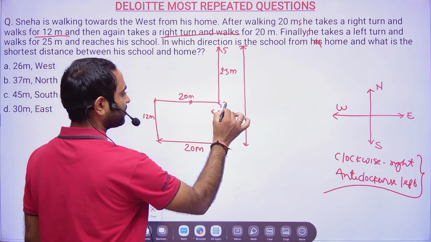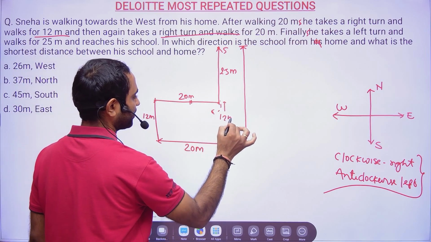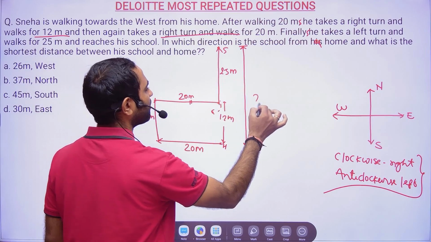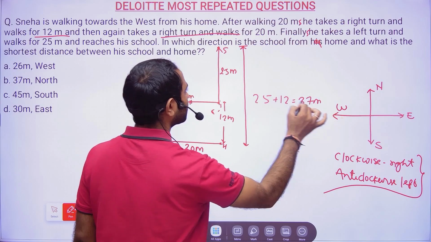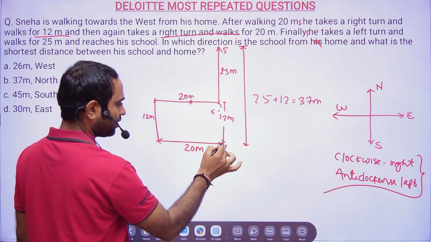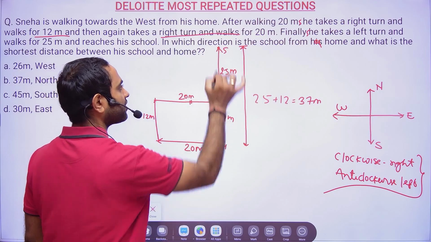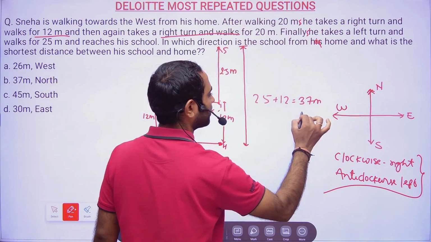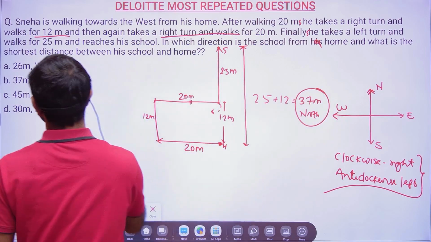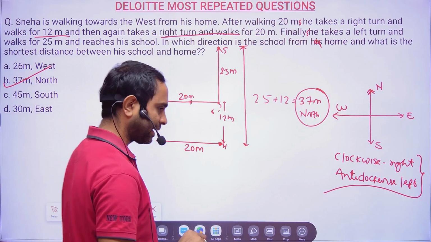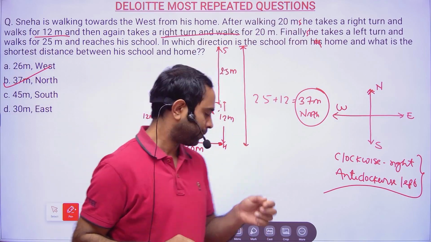So how much distance is this? This is 12 meter and this is 25. So 25 plus 12 will be 37 meters. From home you will see the school is up, that means north direction. So 37 meter north will become our answer. So option B will become the correct answer for this particular problem.